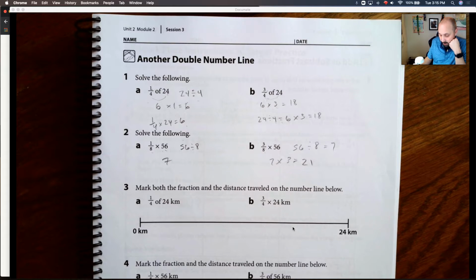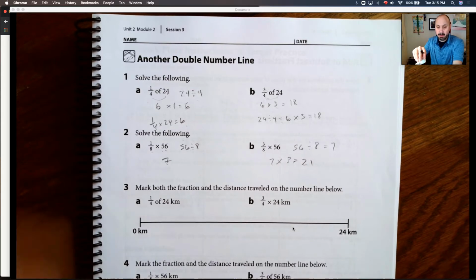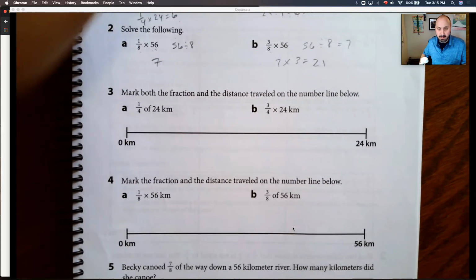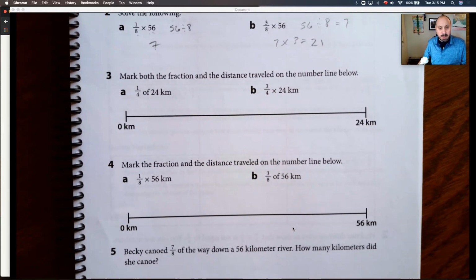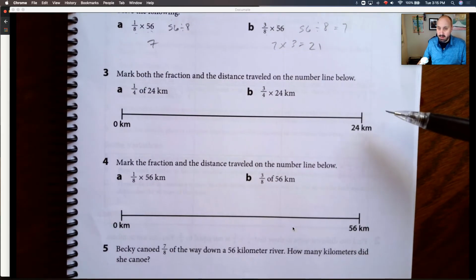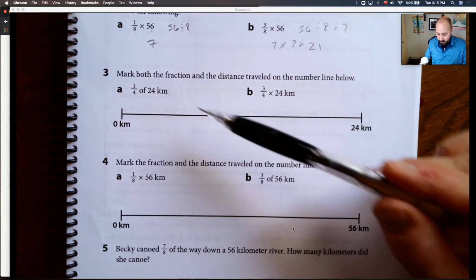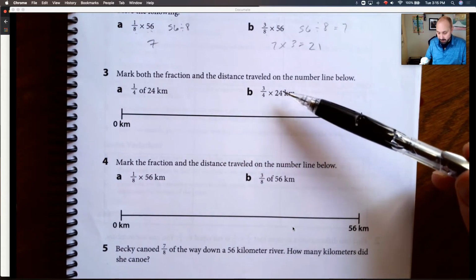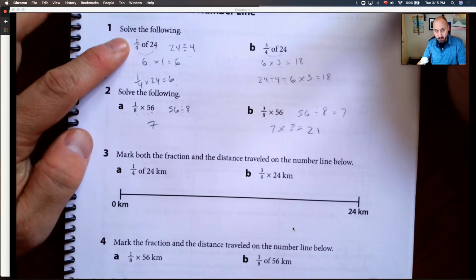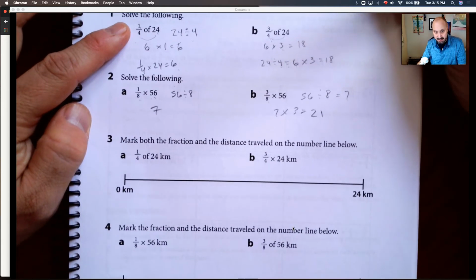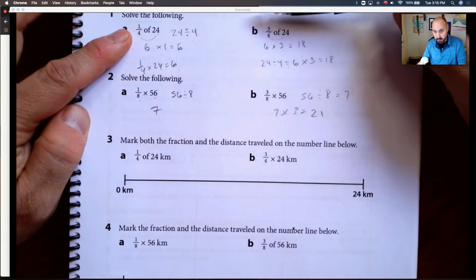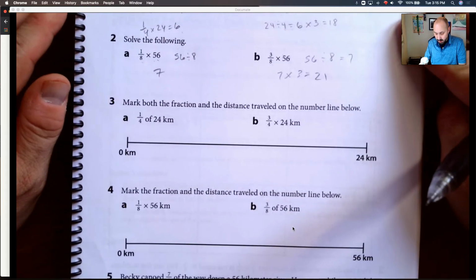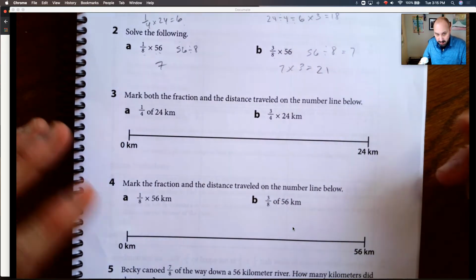Okay. Number 3, mark. This kind of has to do with our river trail, which some of you did, some of you did not. Sorry that was so difficult. But mark both the fraction and the distance traveled on the number line. So we're going to mark 1/4 of 24 kilometers and 3/4 of 24 kilometers. Well, if I look up at my first one, I know that 1/4 of 24 is 6, and I know that 3/4 is 18.